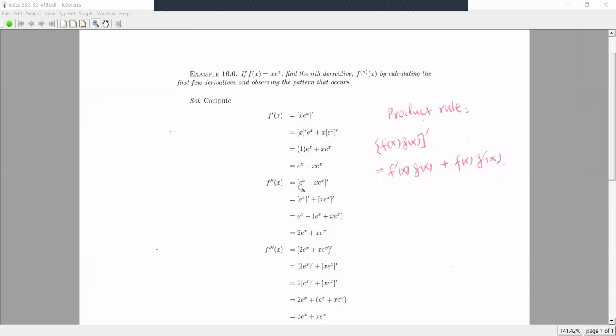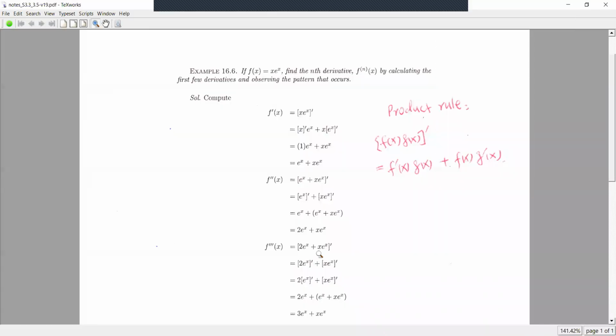Take the derivative again. By the summation rule, we have this equation. The derivative of e to the x is e to the x. The derivative of x times e to the x, from here, is e to the x plus x times e to the x. Now, e to the x plus e to the x is 2 times e to the x. This is the result of the second derivative.